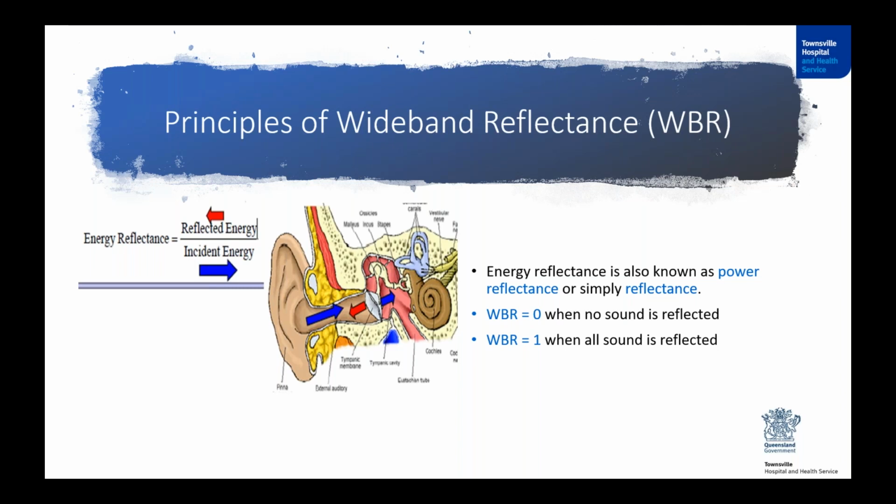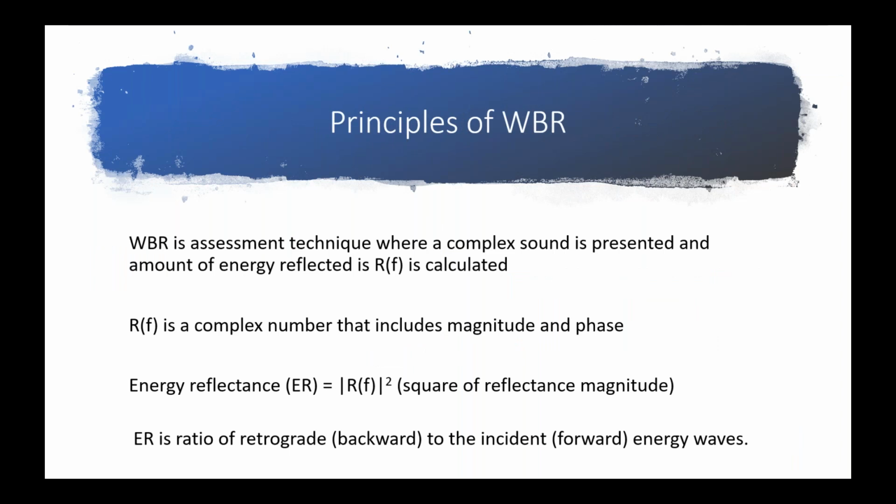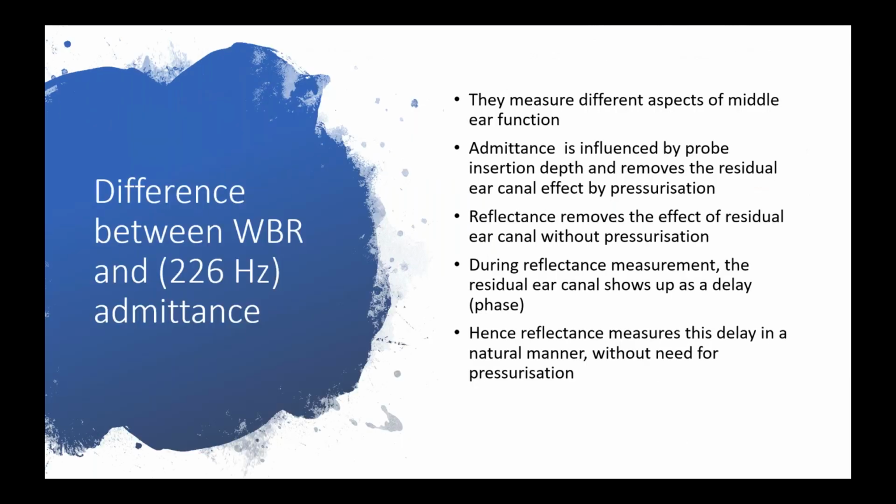Wideband reflectance is a technique where a complex sound is presented and the amount of energy that's reflected is calculated. So it's the reflectance of the backward to the incident wave. When you calculate the wideband reflectance, it is different from the admittance that's calculated using 226 Hertz tympanometry. With tympanometry, the probe depth or the insertion makes a difference in terms of the measurement of the ear canal.